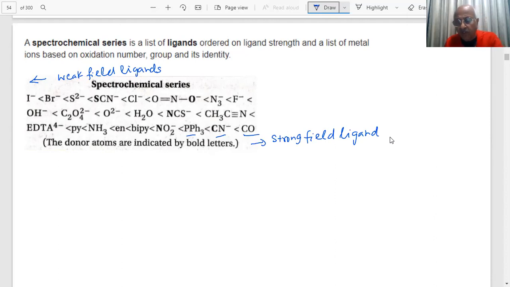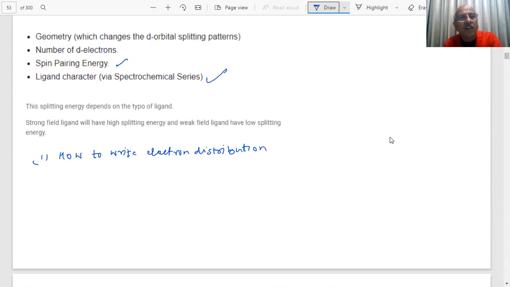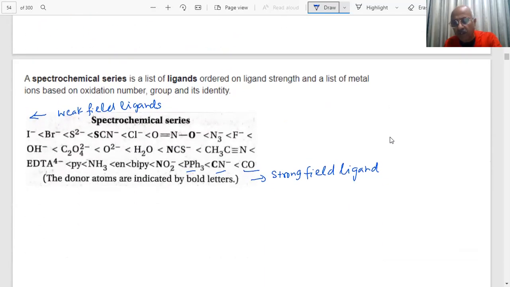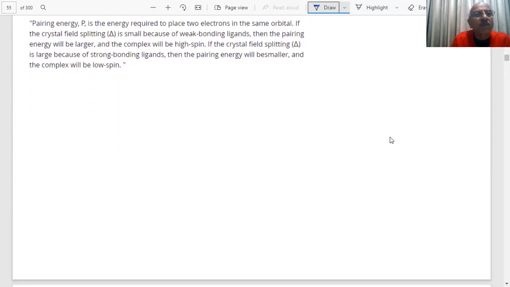So the situation is like this, students. What we were trying to tell you is an important point, because a question will be asked on that. There are two types of energies involved when we write the electron configuration. That's why we are bringing in the concept of pairing energy. One is your splitting energy, the crystal field splitting energy, which we are representing by delta O.